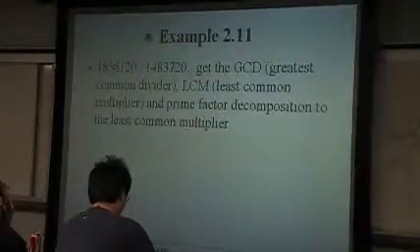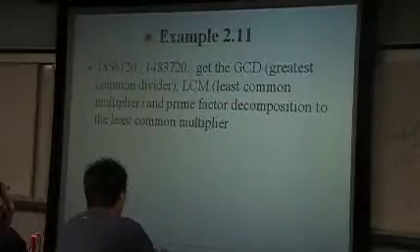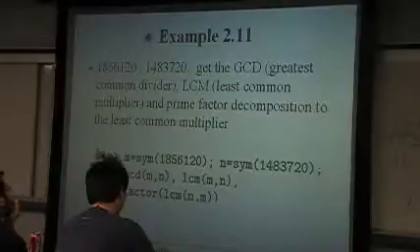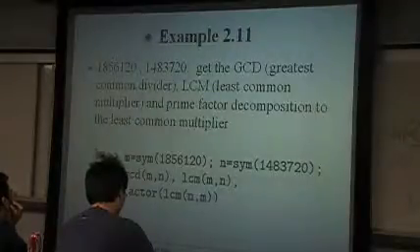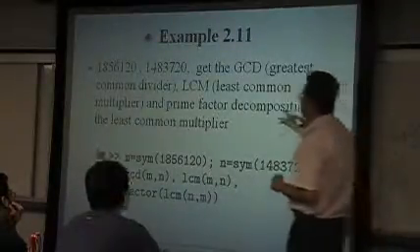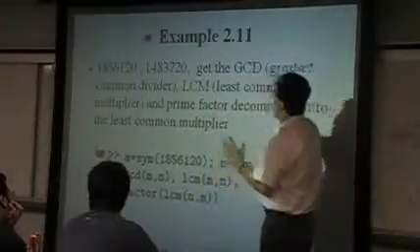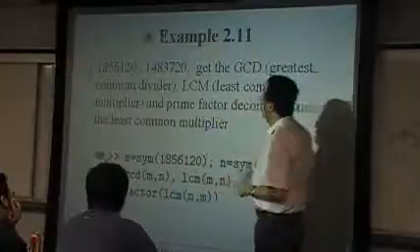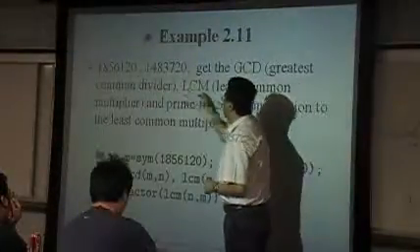And least common multiple, you can use LCM function. And finally, we want to get the factorization form of the least common multiple. So there are three parts. First, you get GCD, and second, LCM. Third is the factorized LCM.